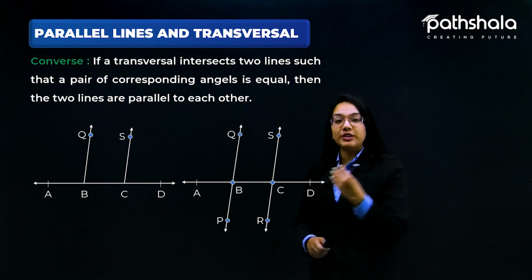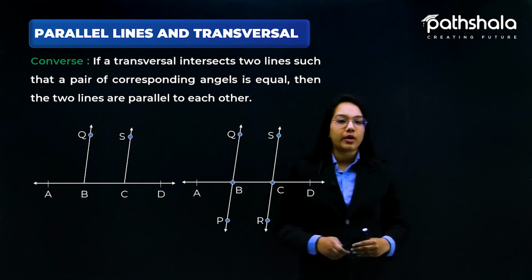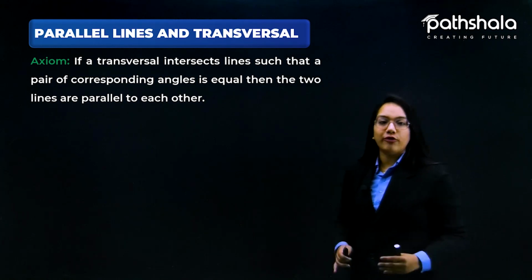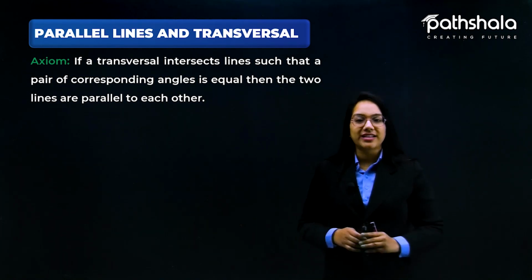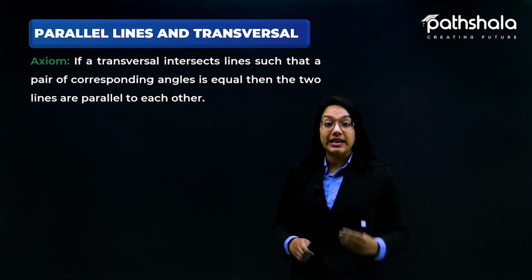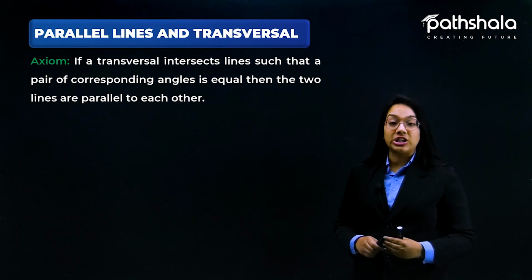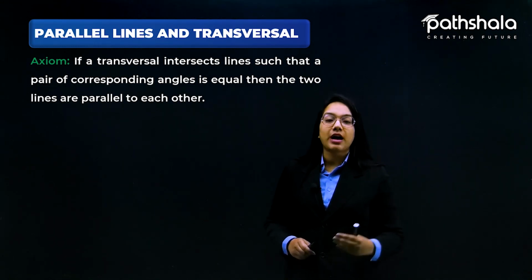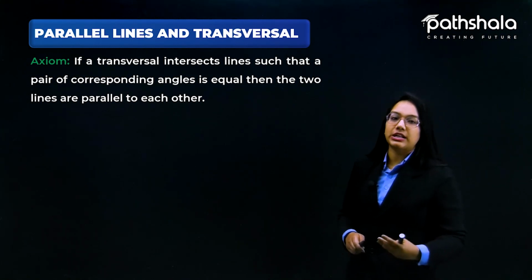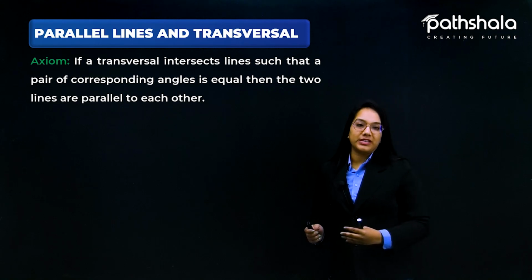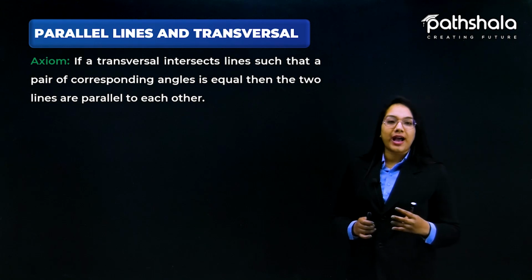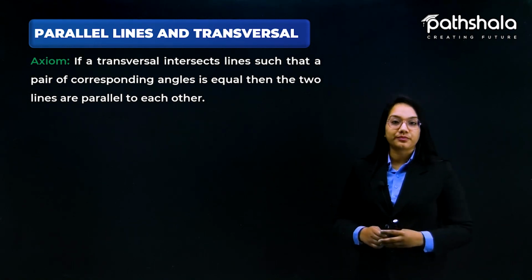Hence this activity proved our theorem, which leads us to the axiom that is the converse of our previous axiom. This axiom says that if a transversal intersects two lines such that a pair of corresponding angles is equal, then the two lines are parallel to each other. So this is all about this activity, in which we talked about the corresponding angles axiom and its converse.